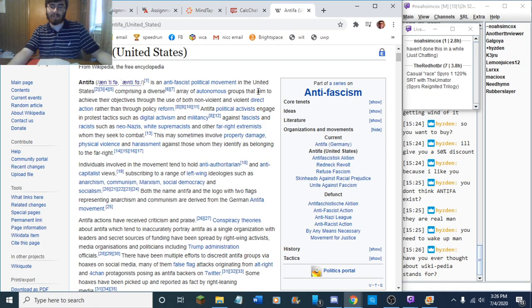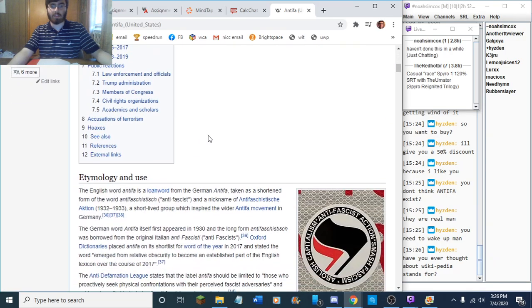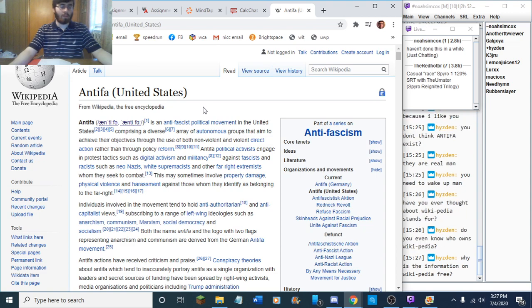Have you ever thought about what Wikipedia stands for? Well, it's like encyclopedia, and then wiki is like... I've learned quite a few actual true things from Wikipedia that have been verified by other sources as well as Wikipedia. And studies have found that Wikipedia is almost as reliable, if not equally as reliable, as many other encyclopedias, like Encyclopedia Britannica, all that stuff.